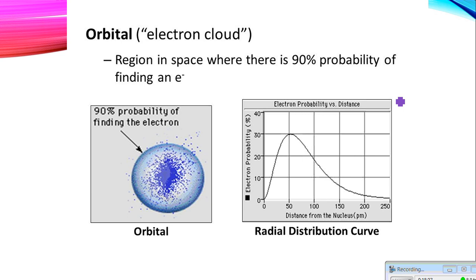An orbital is a region within the electron cloud where you have a 90% probability of finding an electron. You can show that through density graphs like this one, or through radial probability curves or distribution curves. This point right here, at a distance of about 50 picometers, that's 10 to the minus 12 meters from the nucleus, would be where you're most likely to find electrons in a 1s orbital.